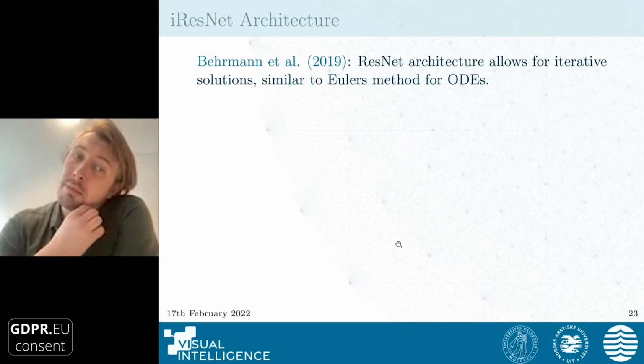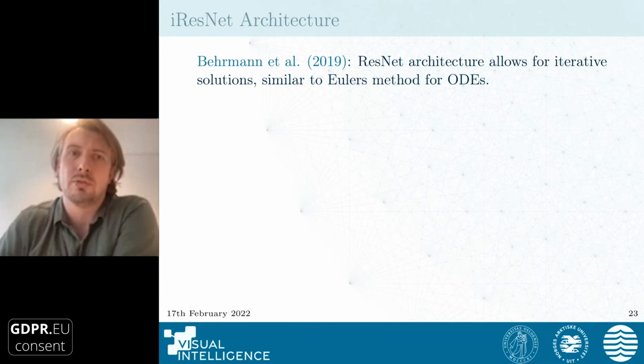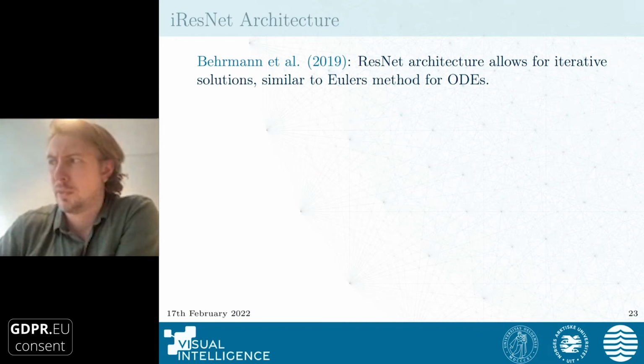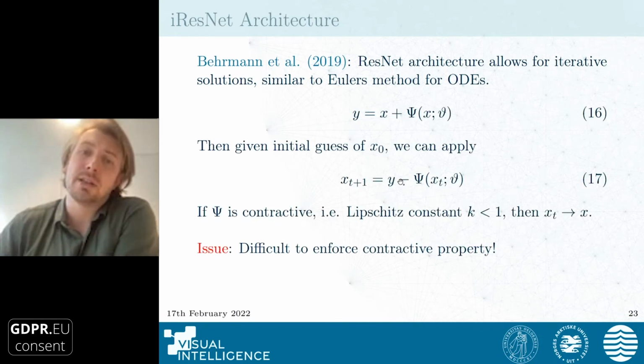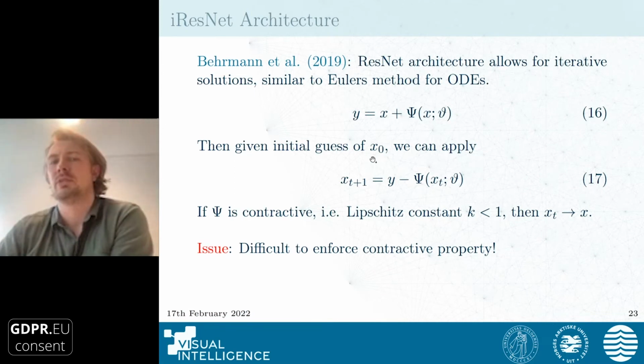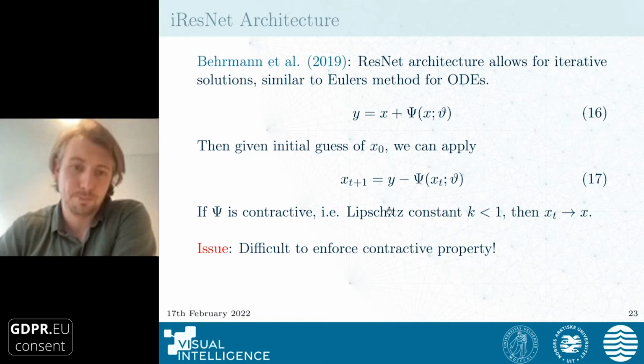In addition to that, Behrmann et al. in 2019 proposed an interesting approach to invertible neural networks, which uses an iterative way of approaching ResNets. Basically, a standard ResNet block can be written in this form, and if you want to invert this, you can just start with some initial guess of the reconstruction, and then apply an iterative way of solving this.